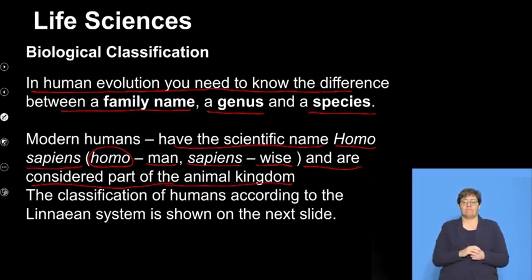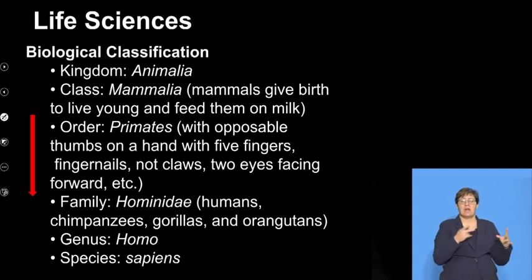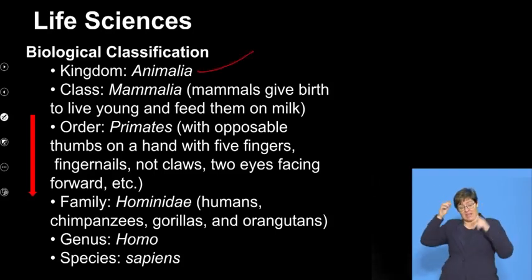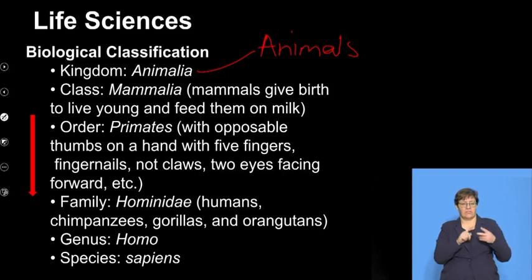All right. So the classification of humans is according to the Linnaean system. It was Carl Linnaeus who developed this classification system. And on the next slide, we'll see this classification. Okay, so here we start off with the kingdom Animalia. So we said we fall under animals, the animal kingdom. Then the class mammals, Mammalia.